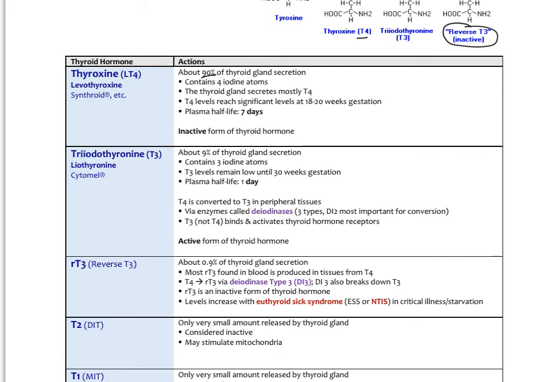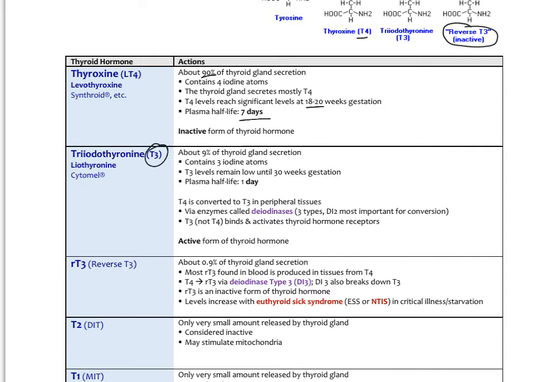The T4 levels reach significant levels, again, around 18 to 20 weeks gestation. And it has about a 7-day half-life. That's very long. So it stays in the system. It's going to be absorbed into cells. There's actually a transporter that brings it into cells. And then once in the cell, it's going to be converted into T3, triiodothyronine.